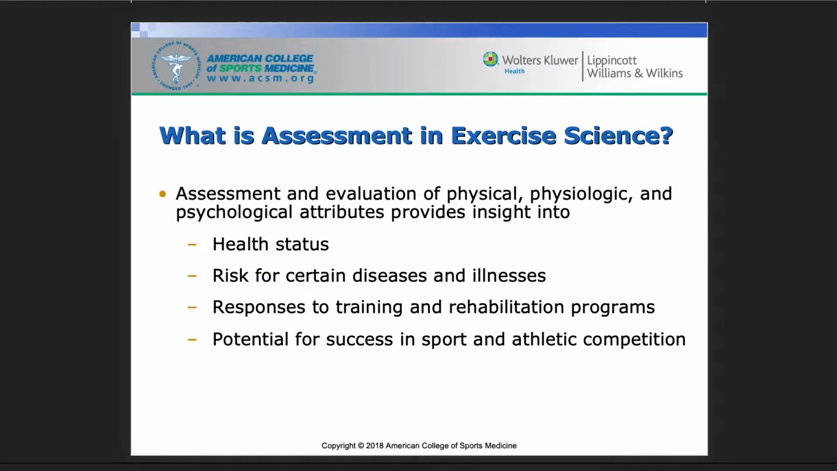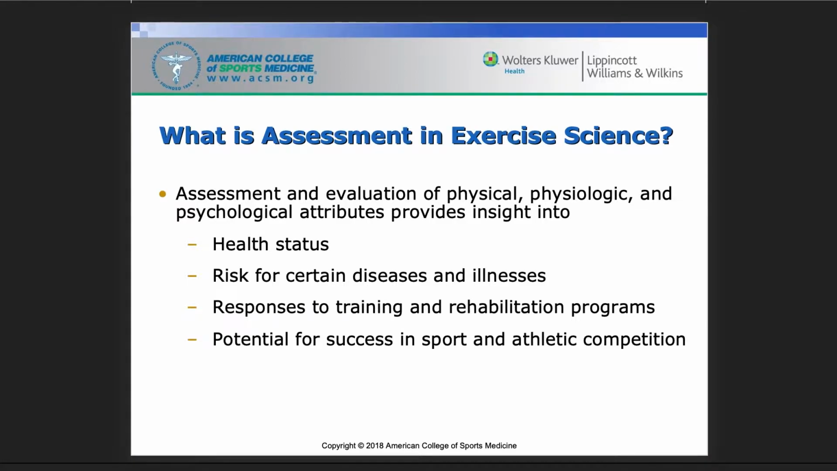So what is assessment in exercise science? Assessment and evaluation of physical, physiological, and psychological attributes that provide insight into a number of different parameters within our lives. So overall health status, anywhere from blood pressure, heart rate, to blood profiles, such as cholesterol, triglycerides, maybe glucose. Then also the risk for certain diseases and illnesses.